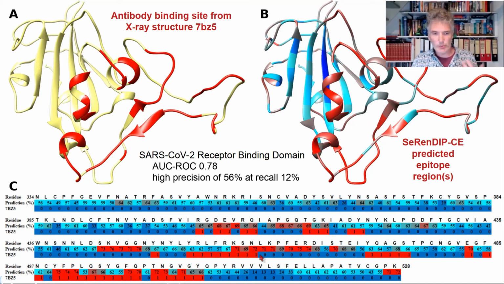The alignment at the bottom actually shows the same information, where you can see a little bit more detail. If you plot this in a ROC plot, you get an area under the curve of almost 0.8. And at a recall of 12, we get a very high precision of 56. If you're interested, I can show you the full ROC plot of this prediction later.